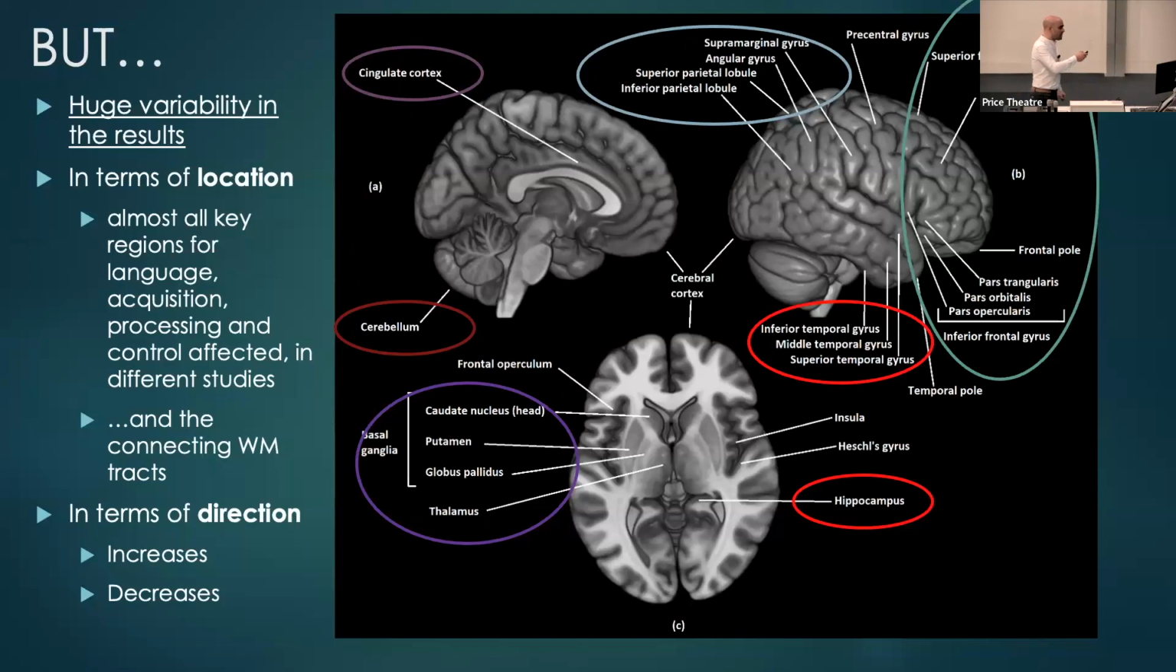Also, a similar pattern was observed when it comes to effects in the white matter tracts, which I haven't put in this graph because it would become really, really complicated. And it's not only the variability in terms of location, it's also the variability in terms of the direction of these effects. The majority of the studies show increases in bilinguals compared to monolinguals. Some studies show decreases. And this is where my favorite group comes in, interpreters.